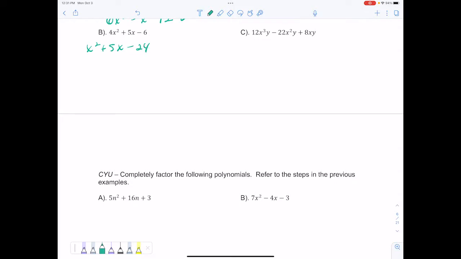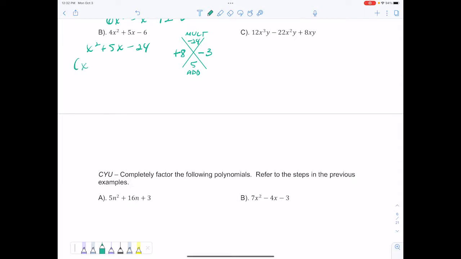So now I want to do what I've been doing. I want to find two numbers that multiply to give me negative 24, but add to give me that middle term, that 5. Okay, I'm going to use my rule for my signs. I've got a positive. I'm going to write down the first sign I see, and then multiply my signs together. Positive times negative is negative. So I want two numbers that multiply to give me negative 24, but they have to add to give me 5. Okay, and that would be an 8 and a negative 3. 8 times negative 3 is negative 24, and 8 plus negative 3 is 5.